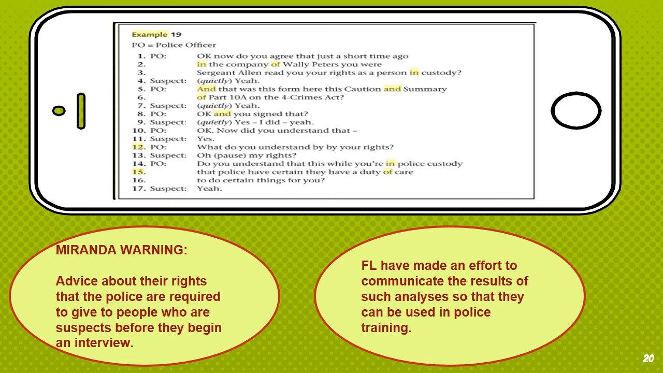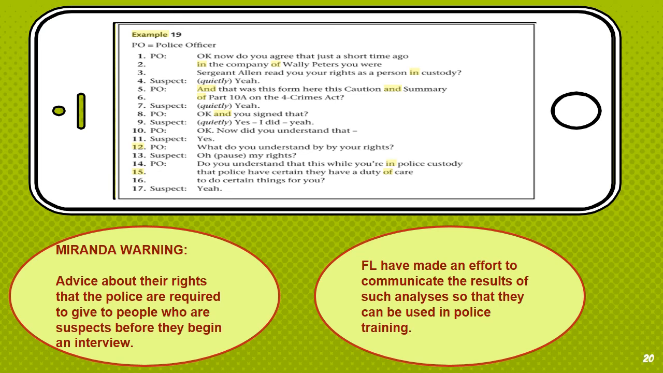Okay, now, do you agree that just a short time ago in the company of Ferry Peters, you were cautioned by Sergeant Alan Reed, your rights as a person in custody? Suspect, quietly: Yeah. Police officer: And that was this cautionary summary of Part 108 of the Fourth Crimes Act. Suspect: Yeah. Police officer: Okay, and you signed that? Suspect: Yes, I did, yeah. Police officer: Okay, now, did you understand that? Suspect: Yes.